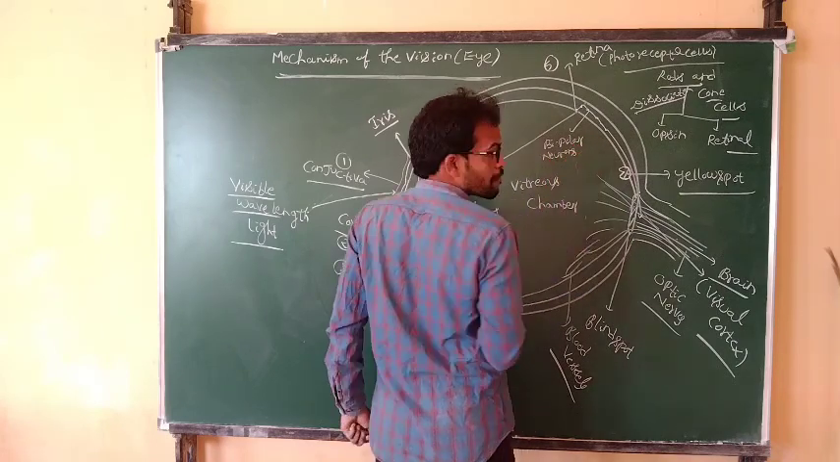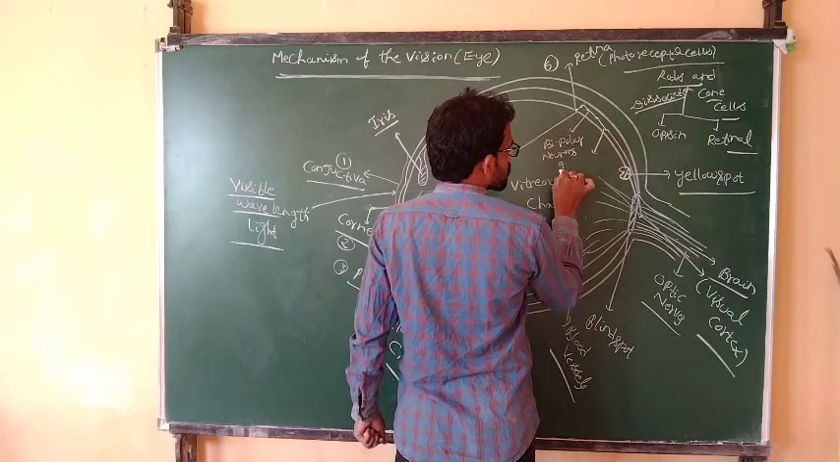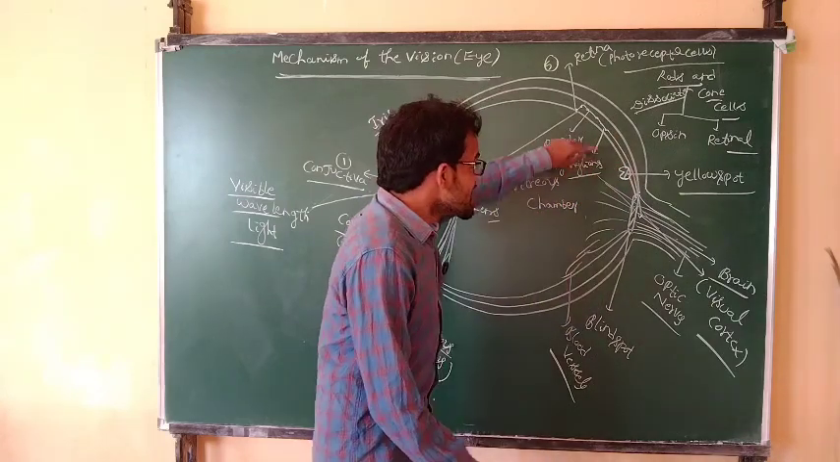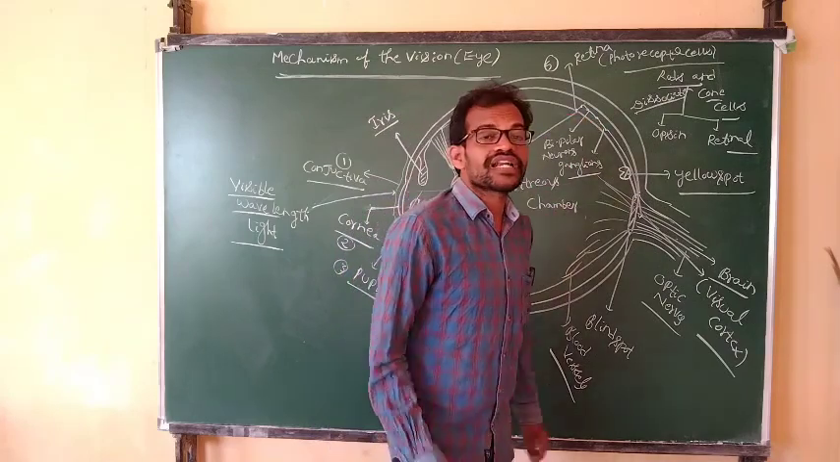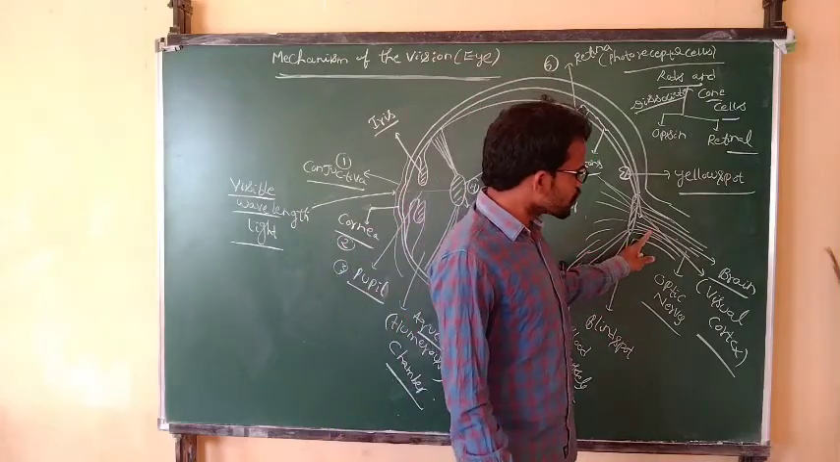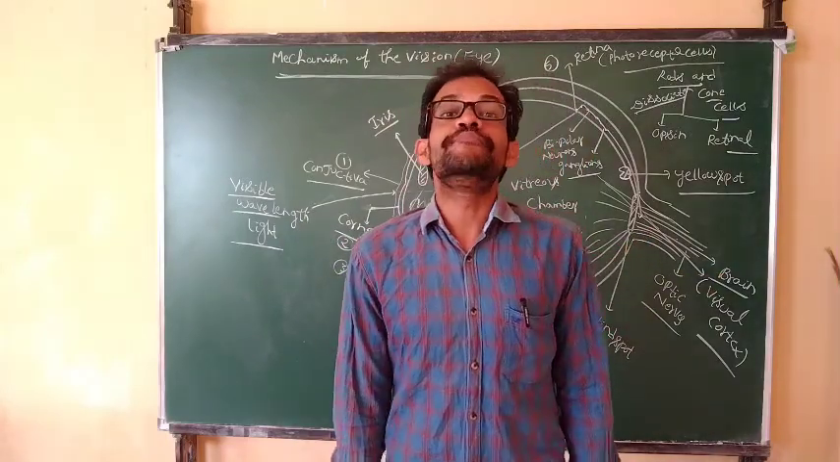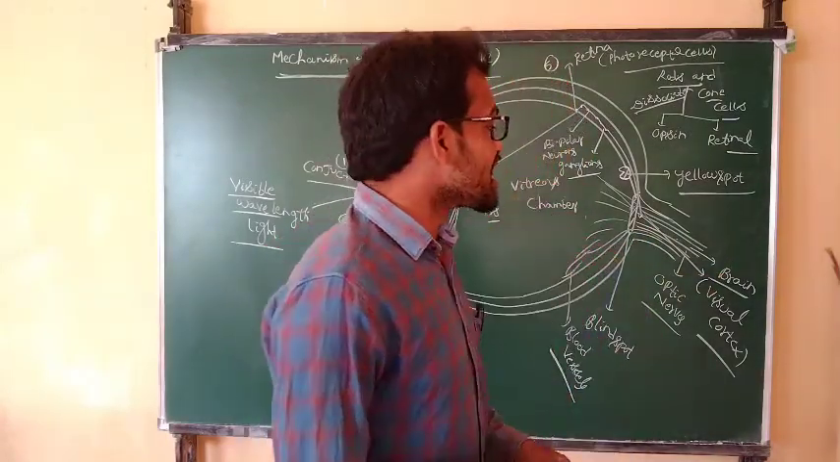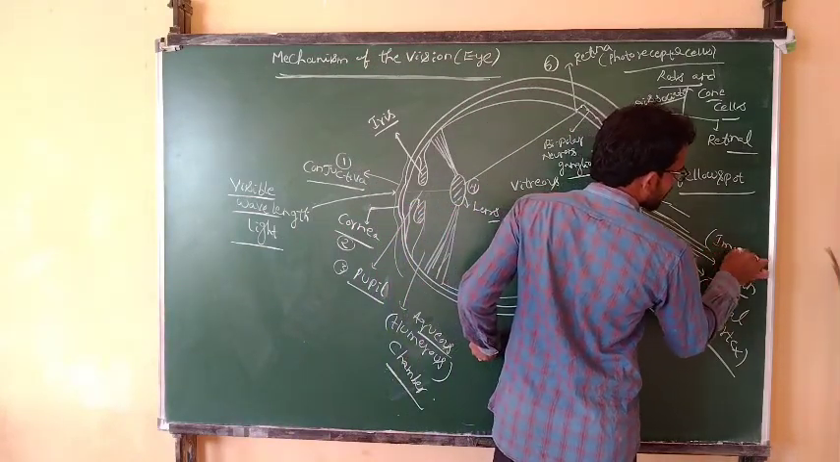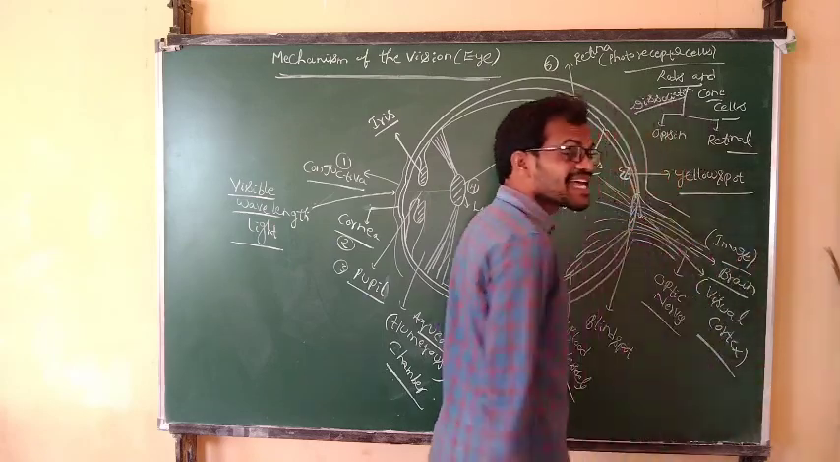Again, the information passes after the bipolar neurons to the ganglions. These ganglions connect as a group known as the optic nerve. The optic nerve passes the information to the brain. The brain, the visual cortex, analyzes the image.